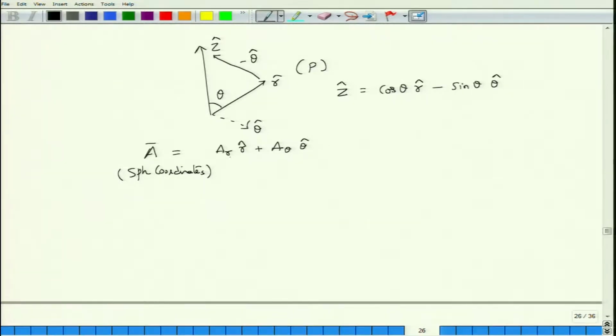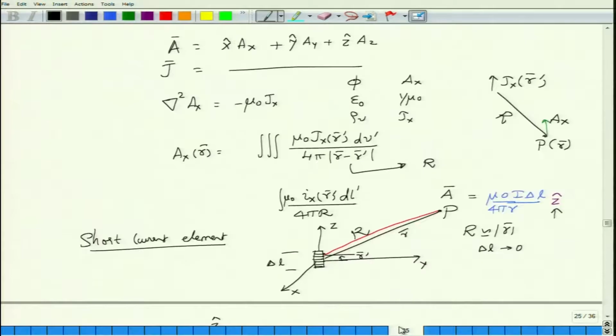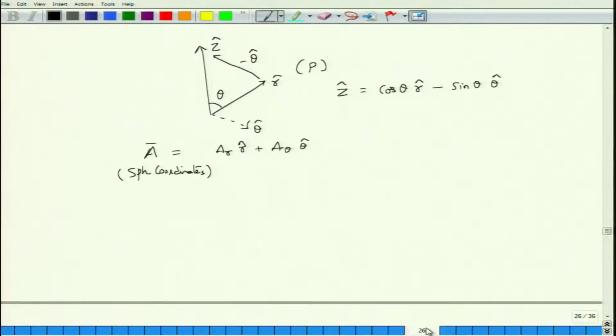And you can find out what this A r and A theta are. They are essentially the same expression that we have written, mu naught I delta L by 4 pi r, but now multiplied with cos theta and sin theta. We will not proceed further to calculating H and B, or E for that matter, because we will revisit this example later on.